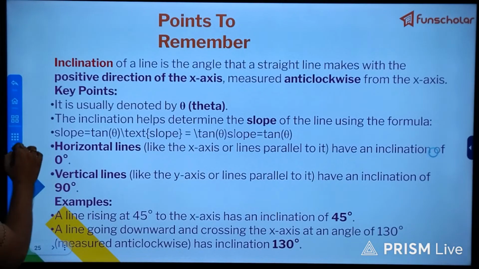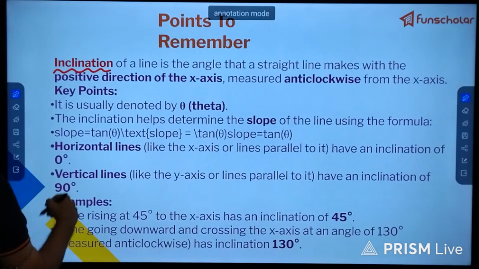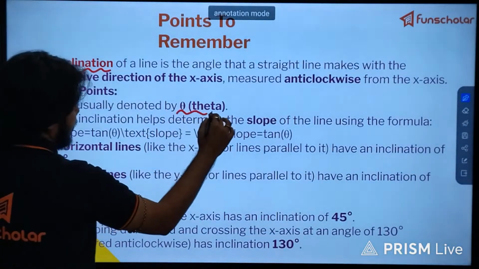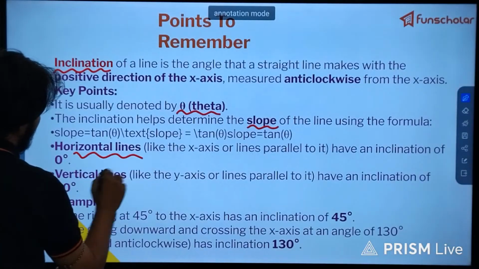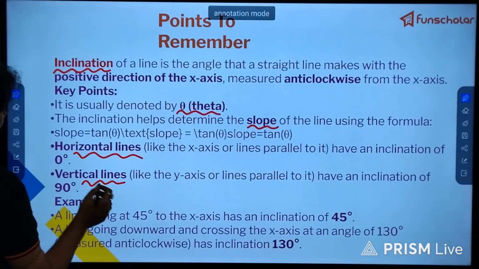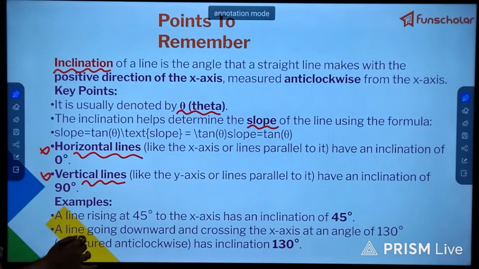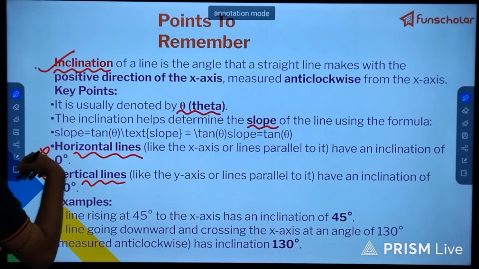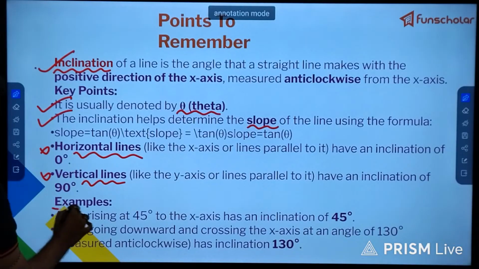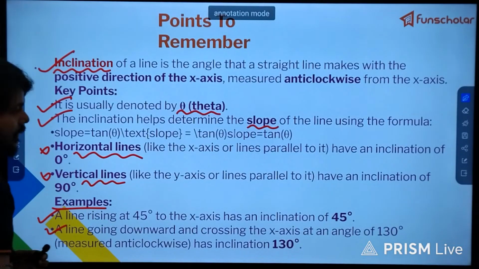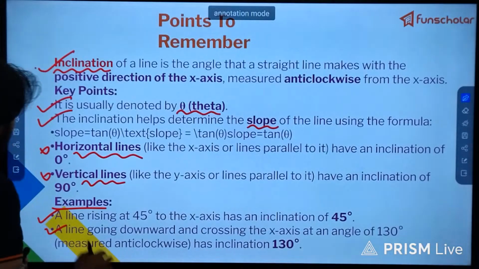Inclination, what is theta, what is slope, what are horizontal lines, what are vertical lines. Not necessary to read this, just inclination, what is theta, what is slope, and examples. Just read this.